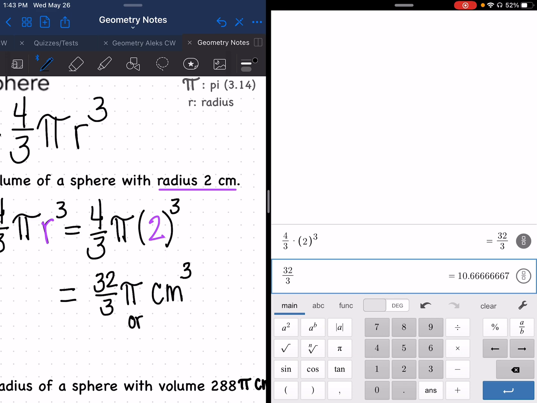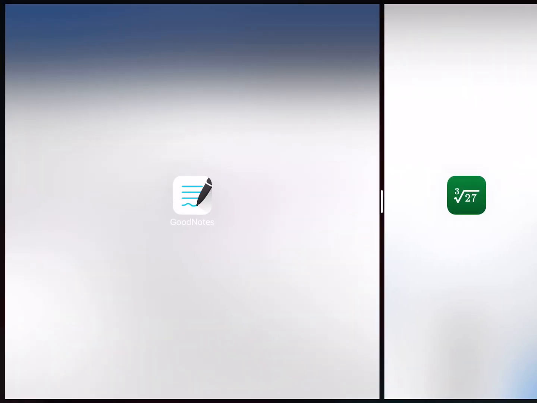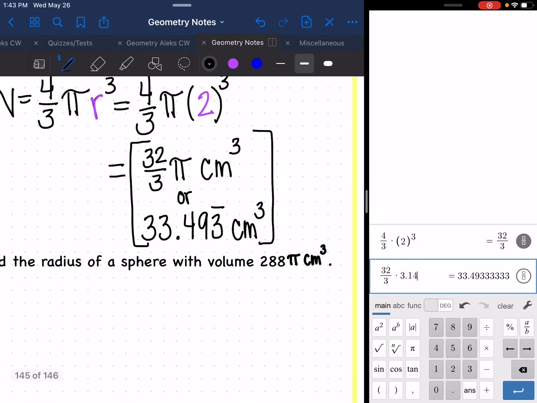Or I could take that fraction, 32/3, and I could multiply it by the 3.14. Now in this case, you would probably leave it as a decimal. So 4/9, and then it looks like it's 3 repeating centimeters cubed. In that case, you would probably be asked to round to a certain place, maybe 33.5 or 33.49. All right, I'm going to slide that over for the last question.